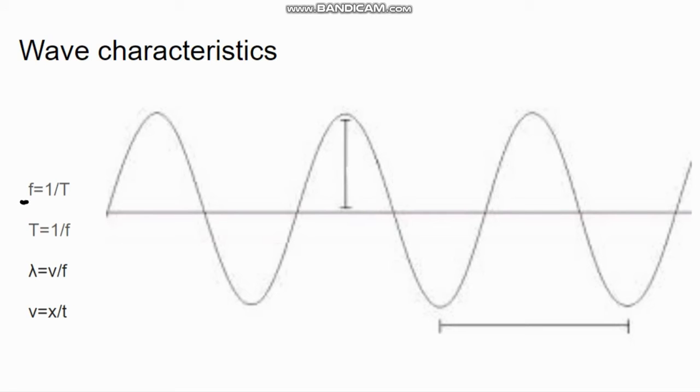So wave characteristics. These are the equations that can be used to find the different parts of a wave. The first one is frequency equals 1 over period, and the frequency is the number of waves that passes a given point every second. And that would be the period, which is the time it takes to complete a cycle. And the wavelength would be the difference between the two heights, and that is equal to velocity over frequency, and the velocity is x over time.